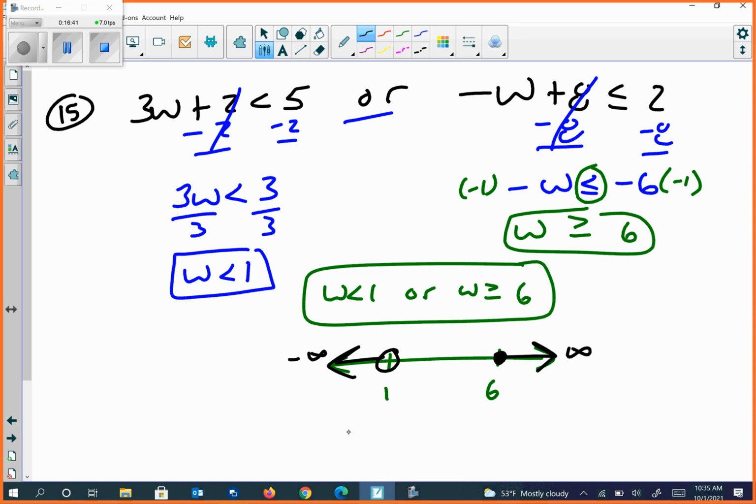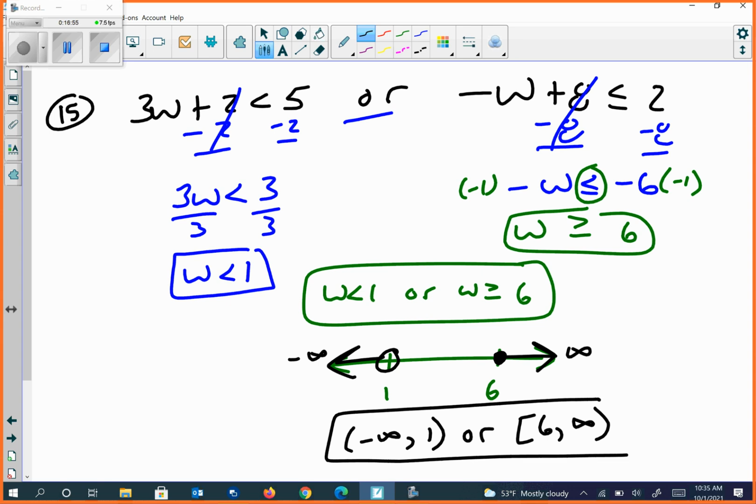I want to list both. So negative infinity to 1, soft bracket, the word or, hard bracket at the 6 to infinity. And there's our interval notation.